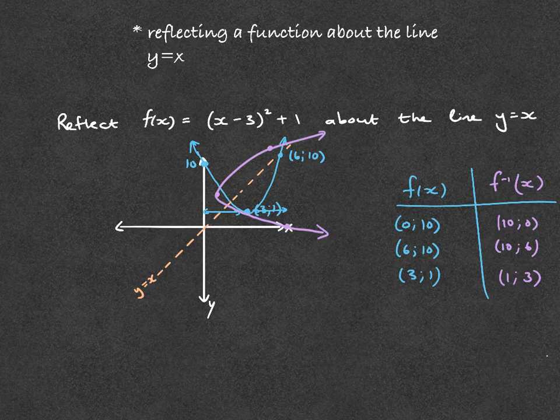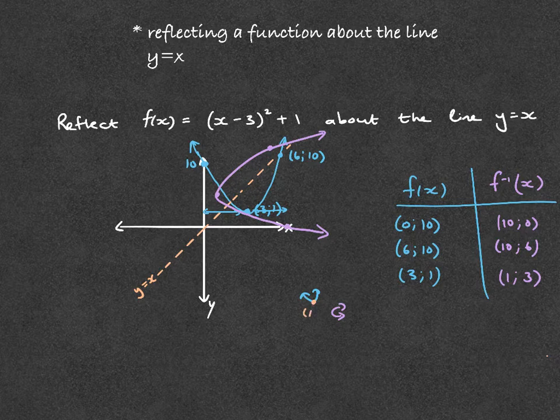Just take note of a couple of things here. The turning point changes. And if you're finding the inverse of a positive parabola, it's going to change to its side. But just remember, the turning points of those parabolas are not the same.